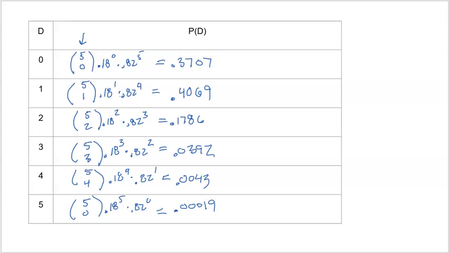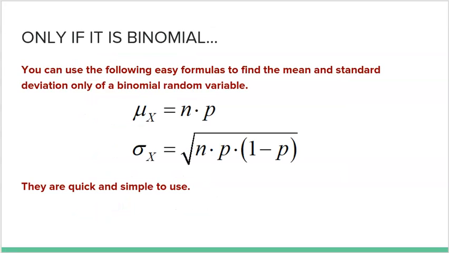So I'm actually going to give you an even easier way. Now, this can only be used if you are binomial. If you are binomial, you have these two methods to find the mean and standard deviation that are much, much faster. The mean is simply n times p. That's it. Take n, times it by p. That actually makes a lot of sense.